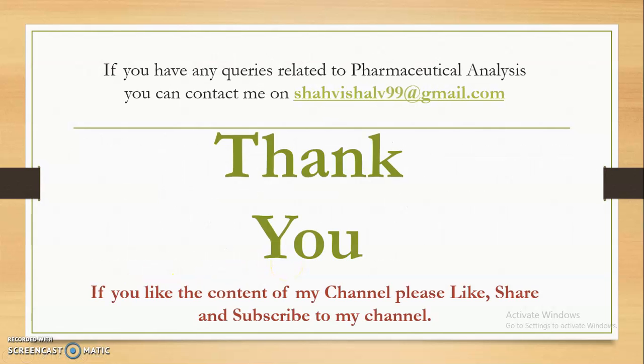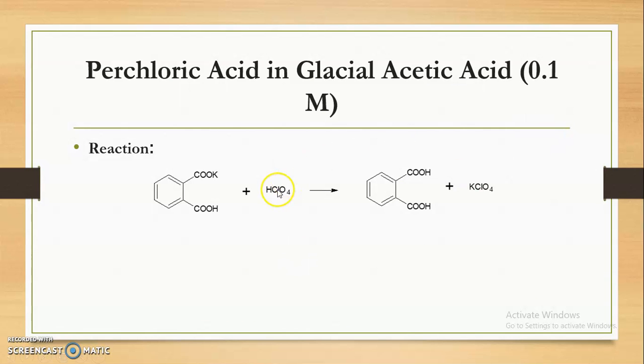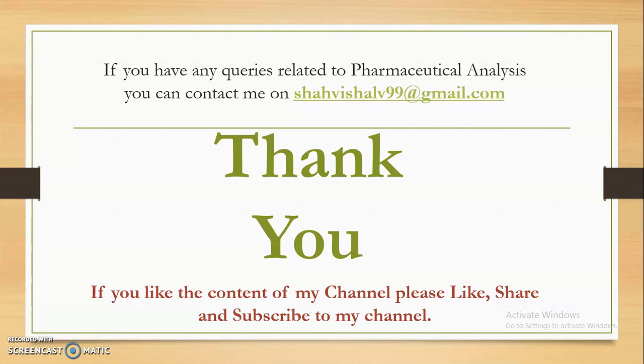This is the reaction. For that, this is the perchloric acid which is present against the primary standard, that is potassium hydrogen phthalate, which leads into the formation of dicarboxylic acid. So here we have seen in detail how to carry out the preparation and standardization of the different standard solutions.